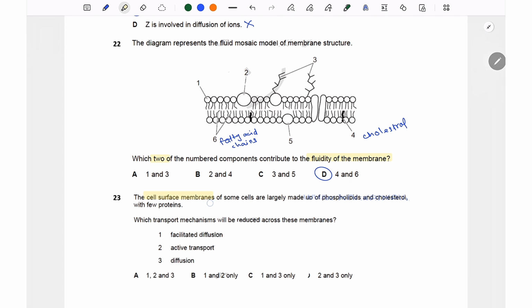The cell surface membrane of some cells are largely made up of phospholipids and cholesterol, with few proteins. Which transport mechanism will be reduced across this membrane? Facilitated diffusion will be reduced because facilitated diffusion is through carrier and channel proteins. So because there are fewer proteins, you're going to be reducing facilitated diffusion. Active transport again is going to be reduced because this is through carrier proteins. Simple diffusion does not require proteins, so it's not going to be affected. So it's 1 and 2, B.